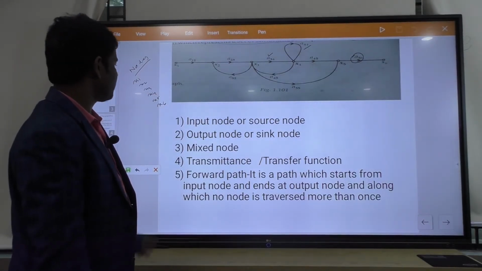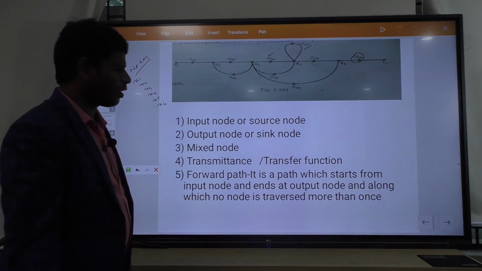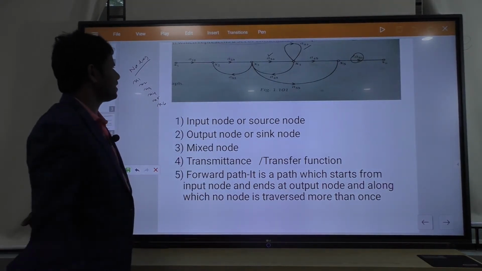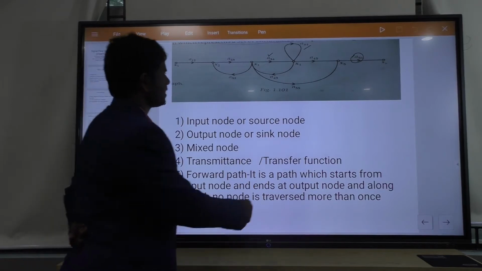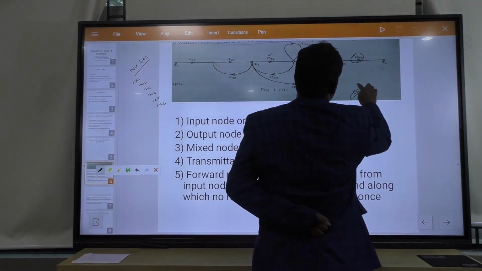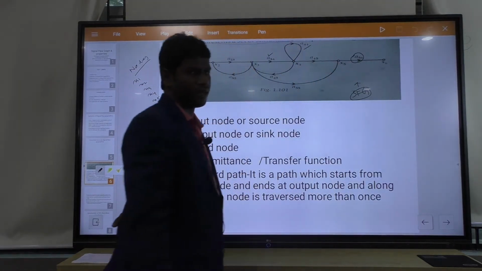Okay. So what are the terms discussed here? I have told you there are many terms linked to the signal flow graph. This is a picture of a signal flow graph. It is an SFG picture. It is a signal flow graph, SFG. This is the figure of an SFG for particular equations.